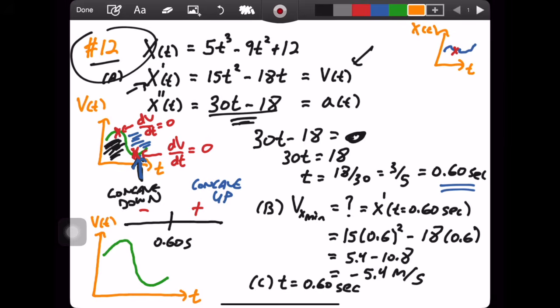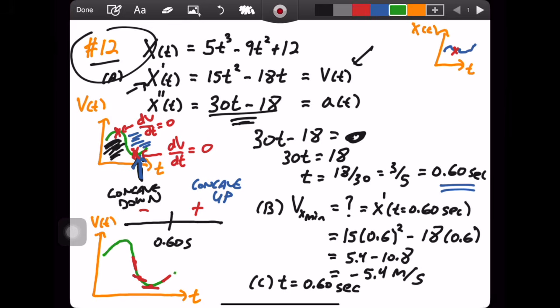So think about right here, the slope is 0. Right here, the slope is some negative value. Right here, it's a negative value, but it's less. So you see how it gets less and less and less. It goes to 0. And then here, it becomes positive.